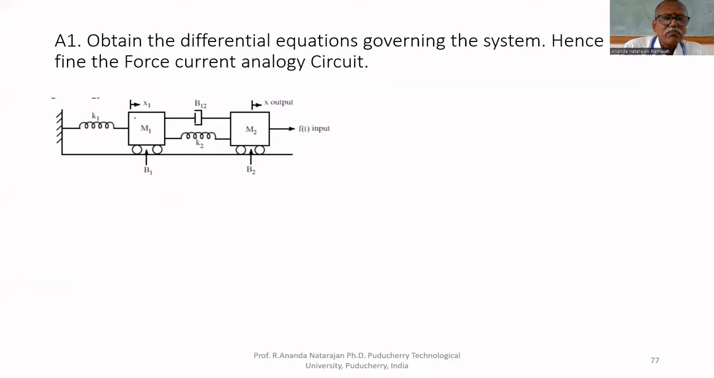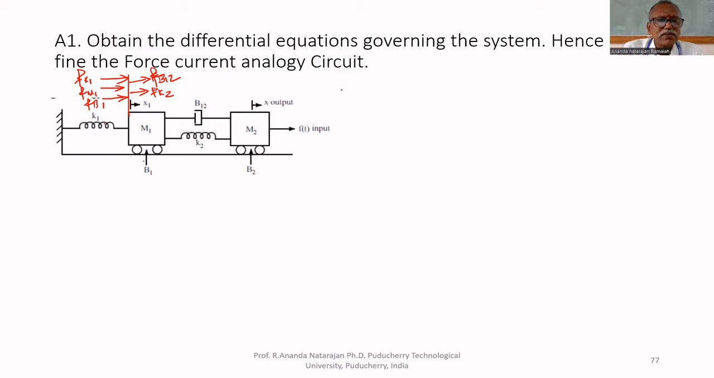So, what are the forces acting on M1? The forces acting on M1 are FK1, FM1, then FB1, FB12, FK2. 5 forces. The displacement is x1.